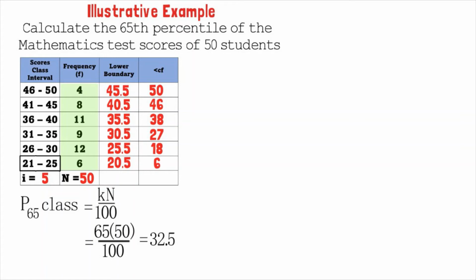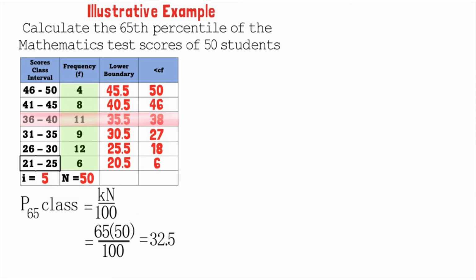The next thing that we need to do ay tingnan ang ating less than cumulative frequency at hanapin yung least number na greater than or equal to 32.5. 6 is less than 32.5, so that means hindi ito yung hinahanap natin. The same with 18 and 27. So we can see that 38 is greater than 32.5. So that means our P65 ay nasa class ng class interval na 36 to 40. I-highlight ko tong fourth class natin because this will be the basis for our solution. We may now proceed sa paggamit ng formula natin for the percentile for the group data.